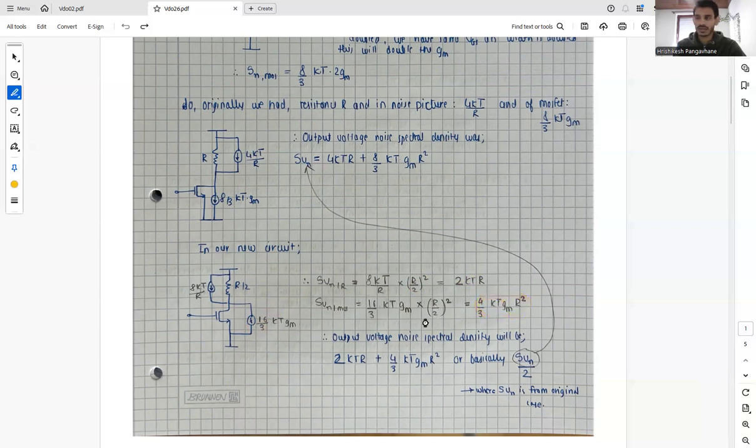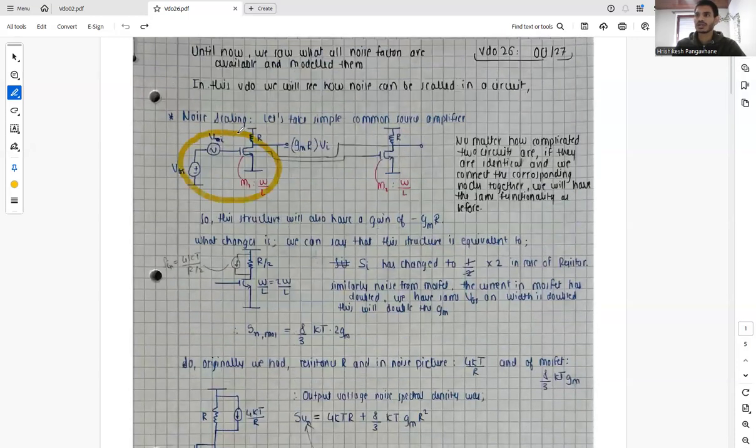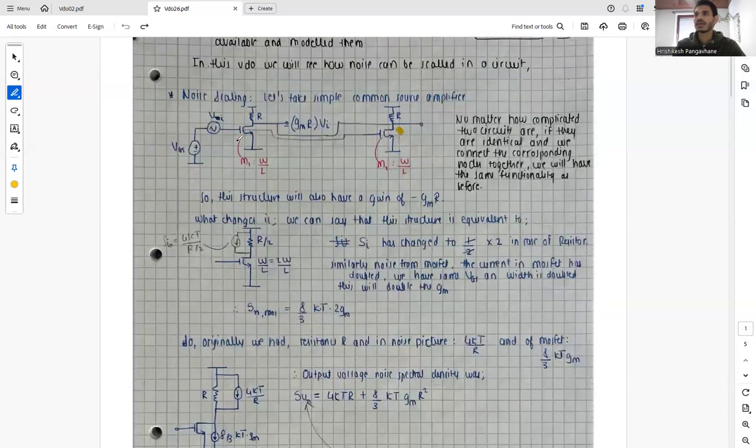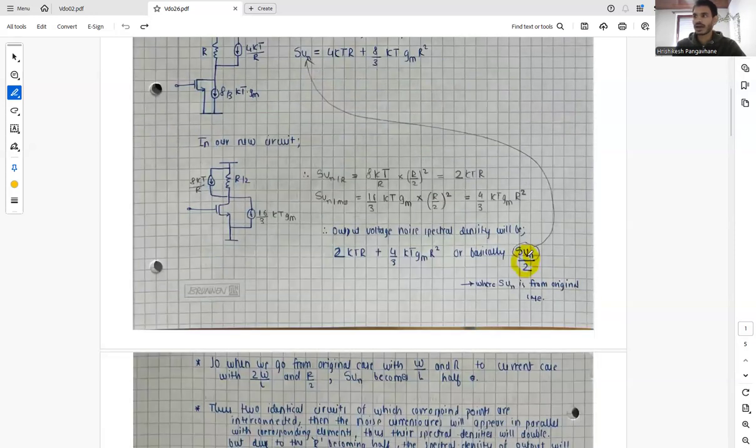When we look at it carefully, the output voltage noise spectral density will be the sum of these, or basically the original value divided by 2. So what we are saying here is that when we had our original case, we had some noise spectral density, and now when we implement this example of an identical circuit and connect the corresponding nodes, the SVN is reduced to half of its value.